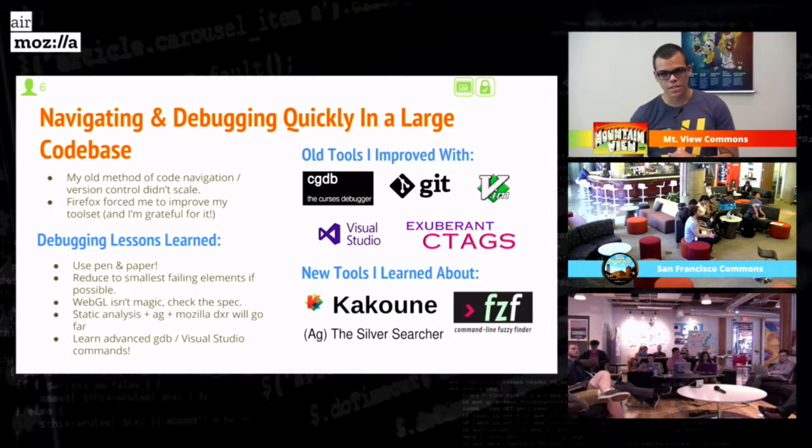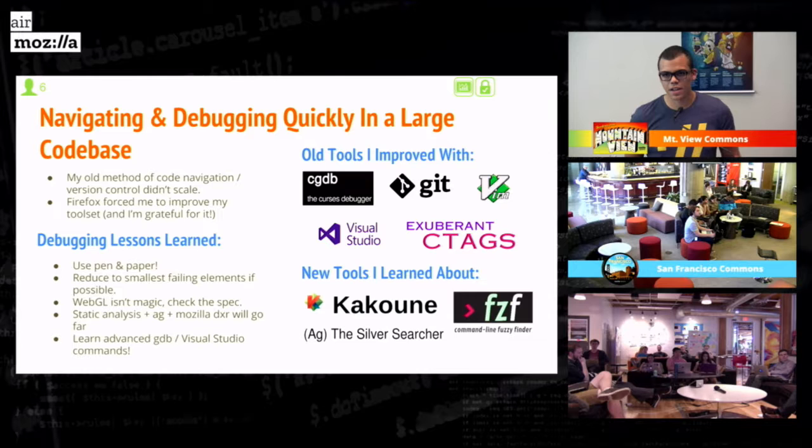So one of the biggest things I took away was that my old tools and development methodology for writing programs didn't really scale with Gecko. I'd used GDB before and Git and Vim and all of that other stuff, but not to the extent that people use it here at Mozilla. So I was really grateful that I had this gigantic code base that forced me to actually dig into how these tools worked. Otherwise, I would have never gotten past my first bug.